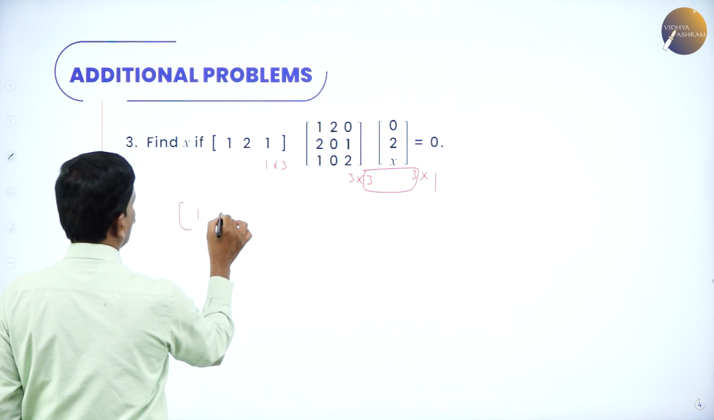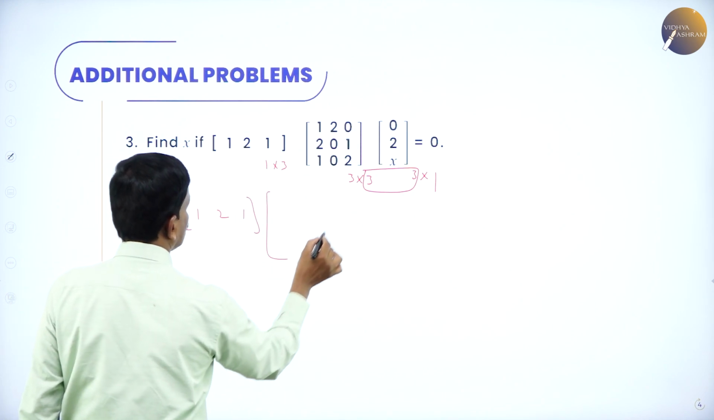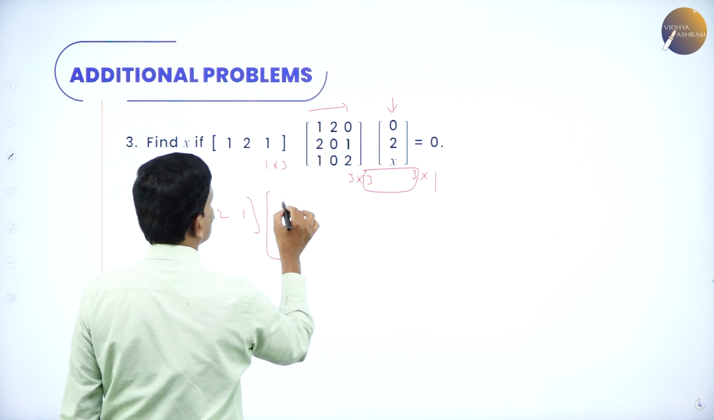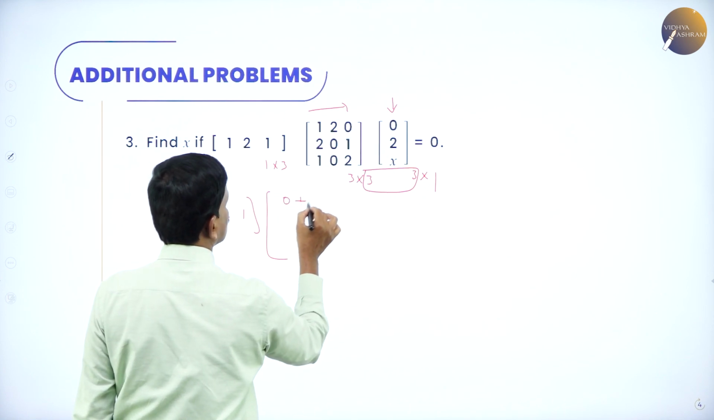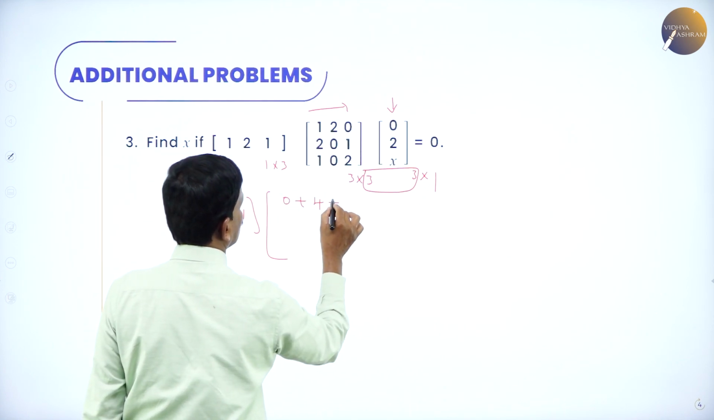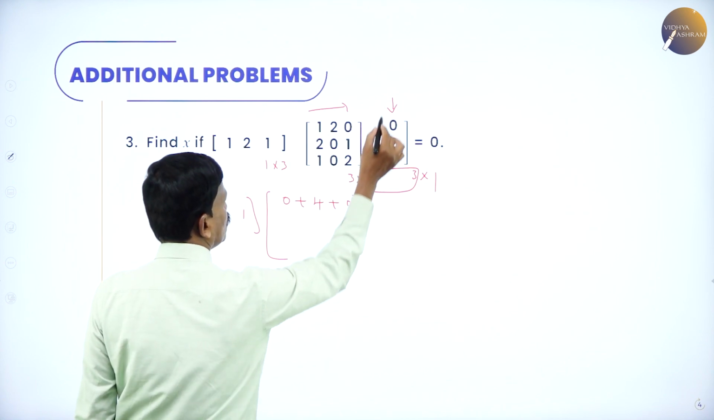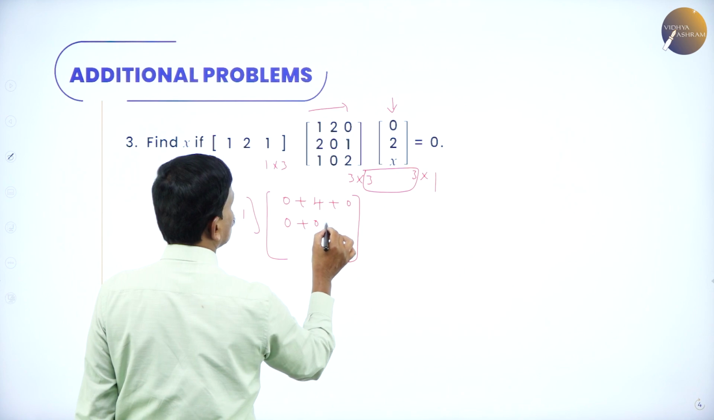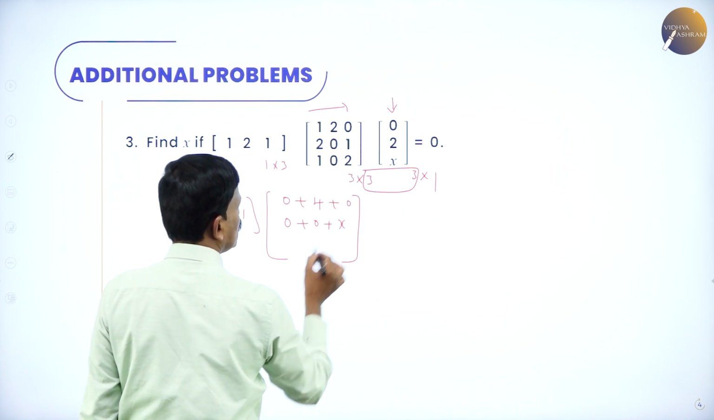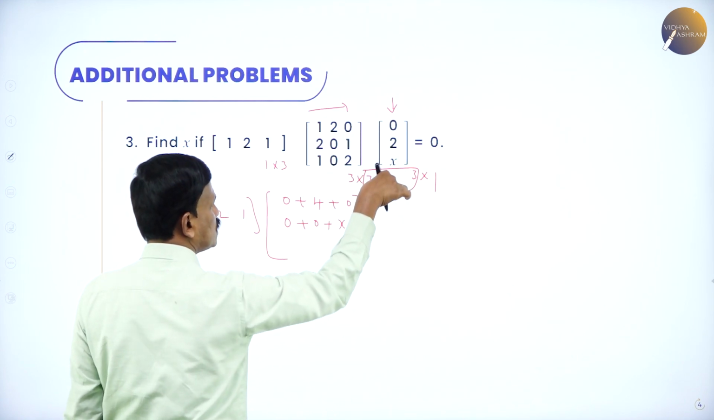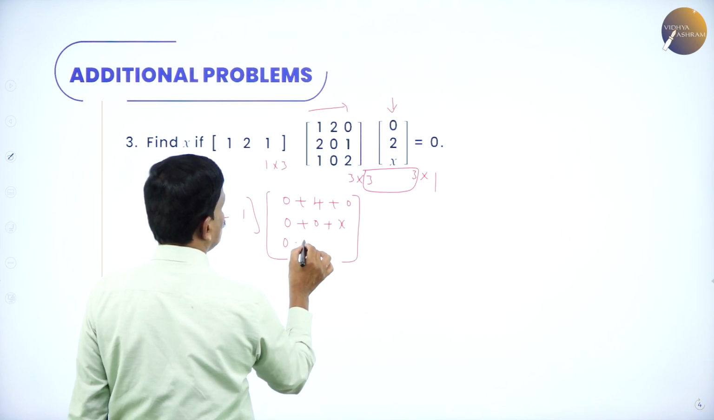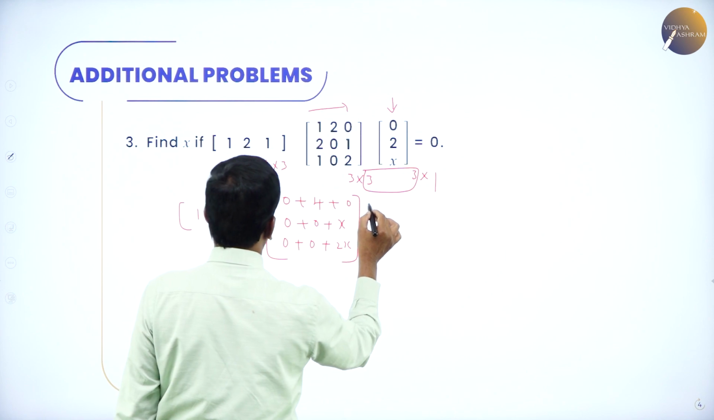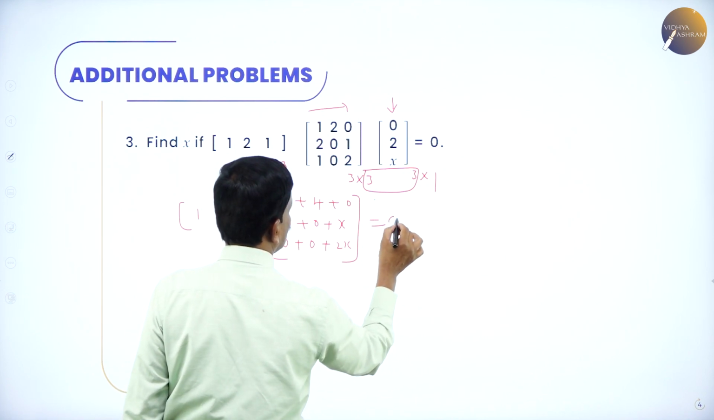This is same 1 2 1 as it is. Multiply this. So first row, first column, 1 into 0, 0, 2 into 2 is 4, again 0 into x is 0. Second row, first column, 2 into 0, 0, plus 0 into 2 is 0, plus 1 into x is x. Again third row, this column, 1 into 0, 0, plus 0, plus 2 into x is equal to 2x, and this is equal to 0.